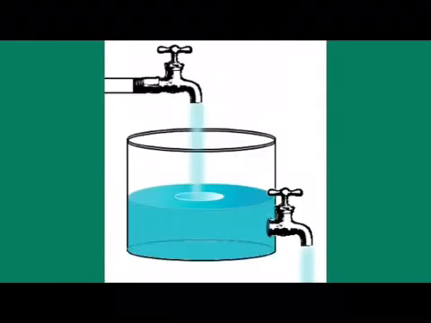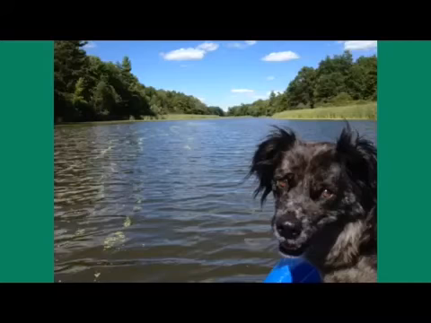So the definition for dynamic equilibrium is when we have a balance between two opposing processes. Water going in, water going out. A balance between two opposing processes that are going at the same rate in a system. So if the water going into that container is equal to the amount of water going out, then we have a balance. Two opposite processes, dynamic equilibrium.